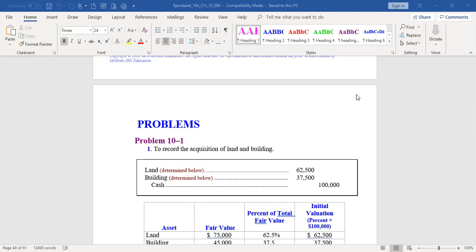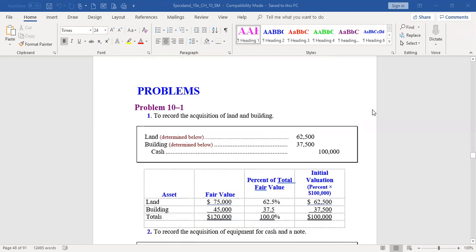So on September 1st, the company acquired 5 acres of land with a building that will be used as a warehouse. Tristar paid $100,000 in cash for the property. According to appraisals, the land had a fair value of $75,000 and the building had a fair value of $45,000. So, buying 2 assets, 1 price. We need to allocate the cost of those 2 assets according to their fair value.